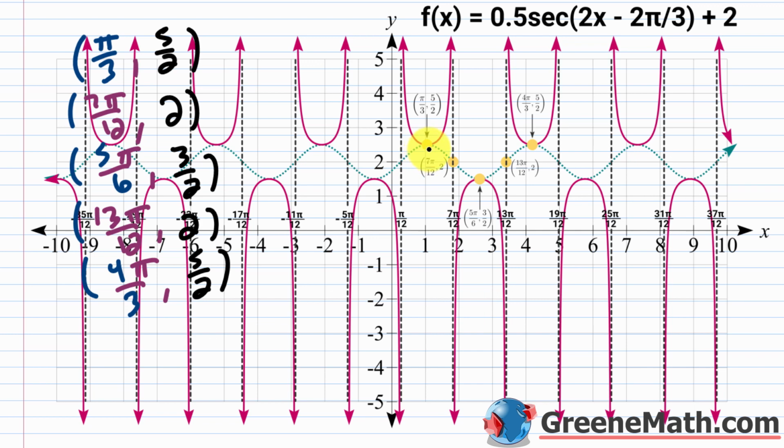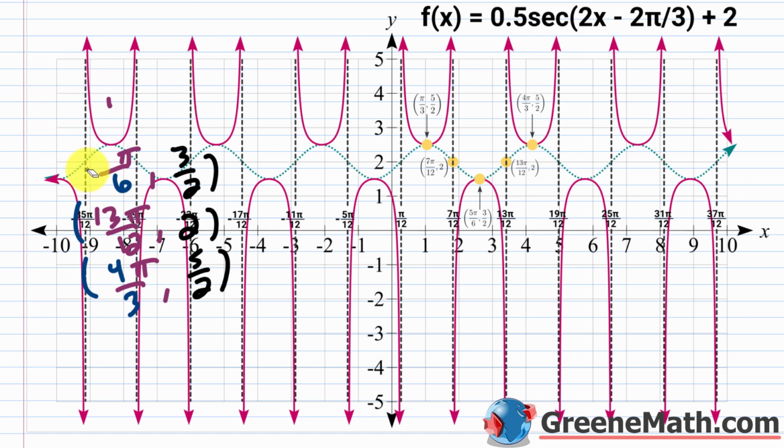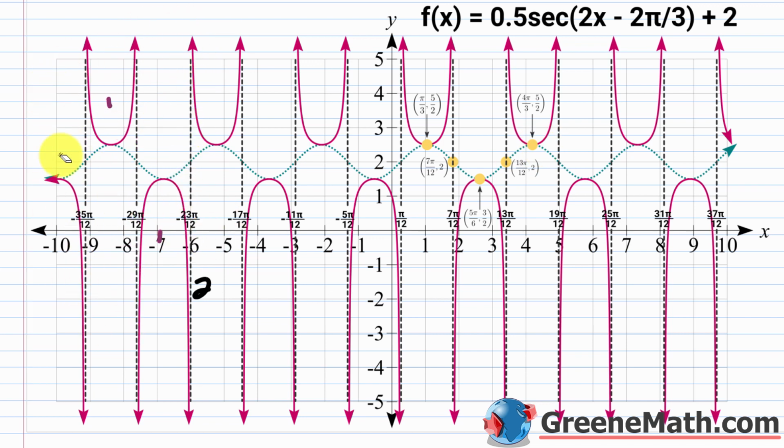You have this pi over 3, 5/2. You have this 7 pi over 12, 2. You have this 5 pi over 6 comma 3 halves, you have the 13 pi over 12 comma 2, and then the 4 pi over 3 comma 5 halves. So I'm just going to erase this real quick. We know that the start of the cycle, you're going to have a shared point. We know that that also occurs at the middle and then at the end. So those are shared points on both graphs.